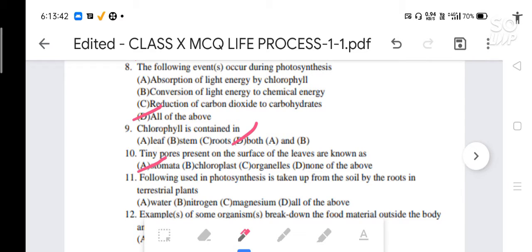Which of the following used in photosynthesis is taken up from the soil by the roots in terrestrial plants? Nitrogen? No. Magnesium? Those are elements, not absorbed by roots for this. So the correct option is water.